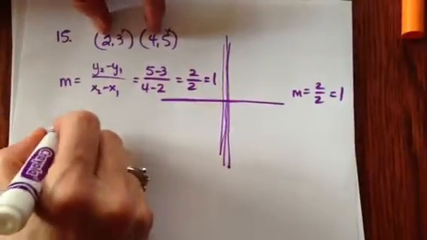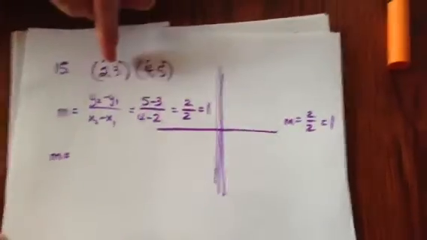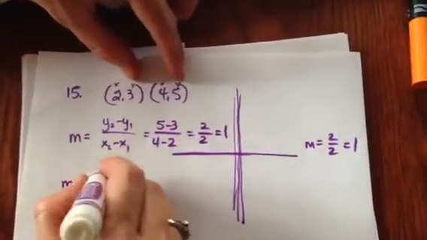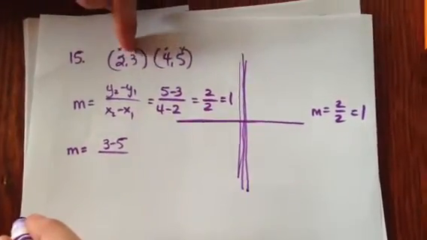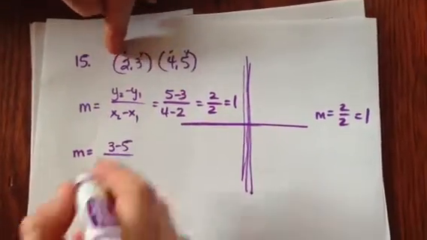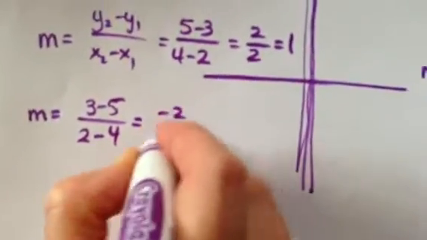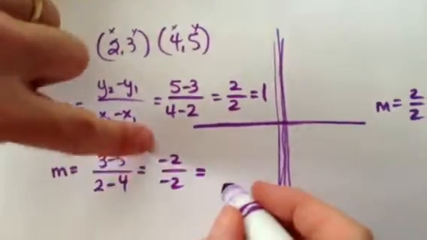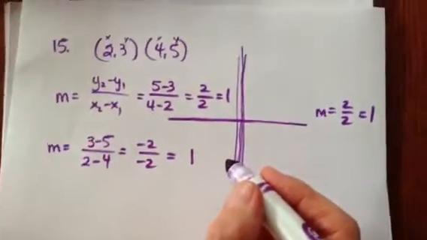Okay, now watch this. Would I get the same thing? Remember I did 5 minus 3? Would I get the same thing if I would have done 3 minus 5? Well, let's try it. 3 minus 5, and since I picked the 3 first, then I have to pick the 2 first on the bottom. So I would do 2 minus 4. Notice I would get negative 2 over negative 2. 2 negatives make a positive 1. So it doesn't matter what you do, you're going to get a slope of 1.